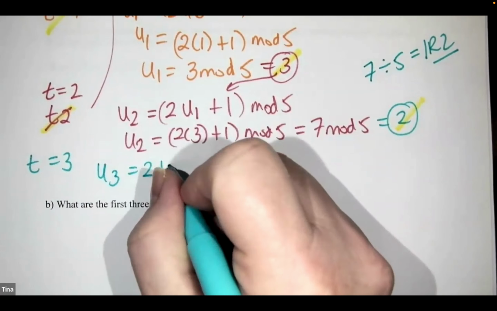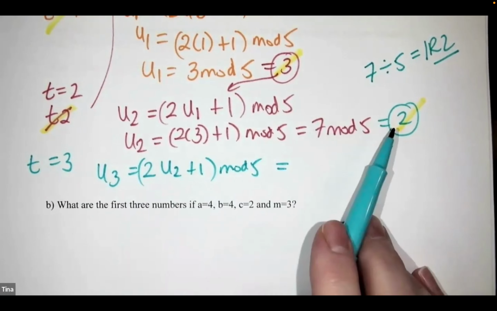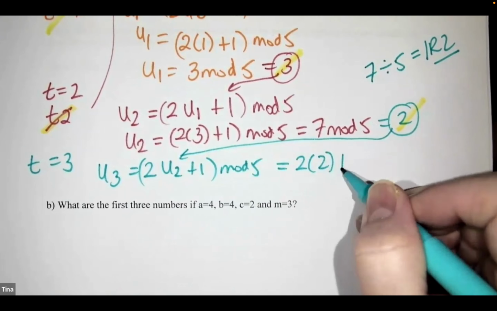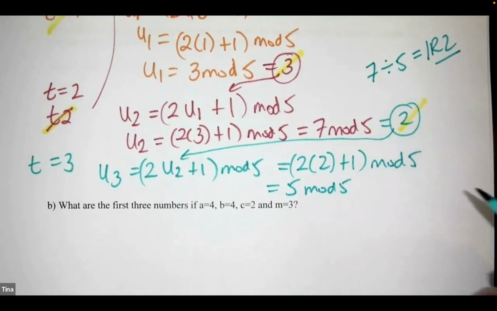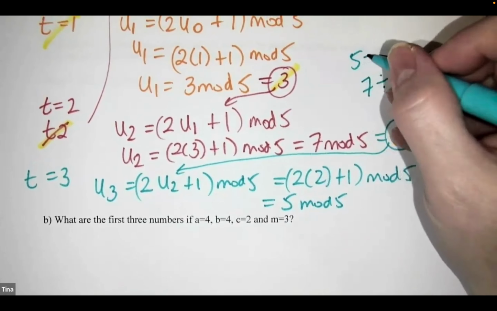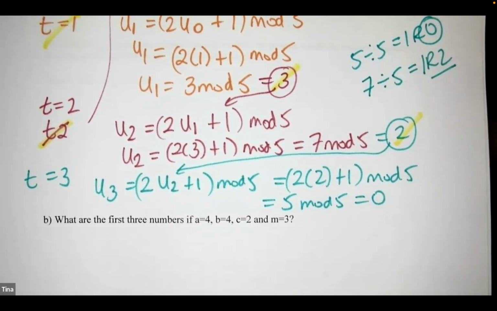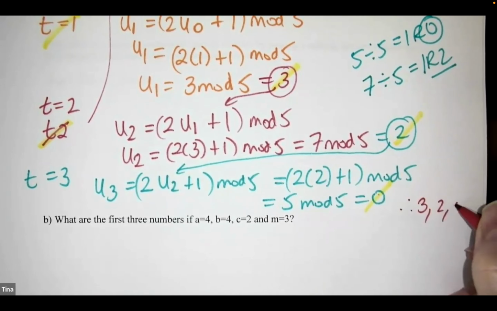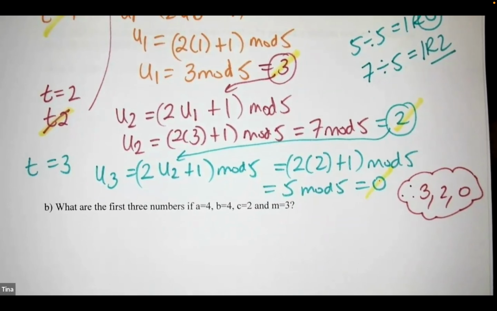So we'd have U3 is 2 U2 plus 1 mod 5. And U2 is 2, so if we put that in, 2 times 2, so 4, plus 1 mod 5. Well, 5 mod 5, well, 5 divides by 5 once with the remainder 0. So that term would be 0. So the first 3 terms then would be 3, 2, 0 for part A. Okay, try part B on your own here.